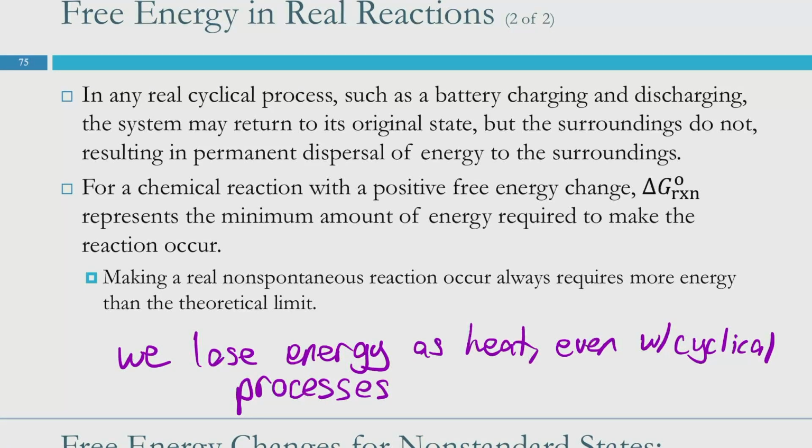If we have a chemical reaction that has a positive free energy change, meaning it's not spontaneous, we need to put work in. So work must be put in. That's the minimum amount of work that we would need to make the reaction happen. In reality, we're going to have to put in more work.